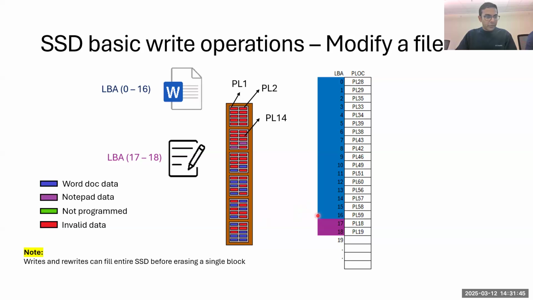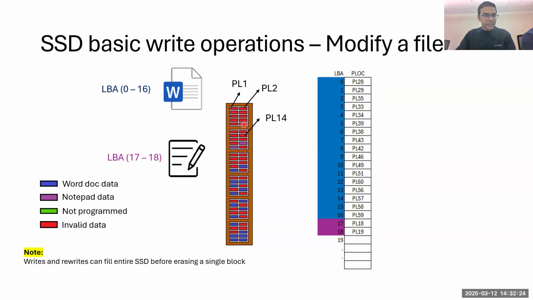So what we can find here is the writes and rewrites can fill an entire SSD before we even erase a single block. As you can see here, we have only written two files, both of them valid, but a lot of invalid data is there in the SSD. So typically, if we have filled the entire drive but have only written two files, and we want to write more, we just find a block that is fully invalid and erase it. This is just a coincidence here. We find that at this point, this block is fully invalid. There's no valid data here.